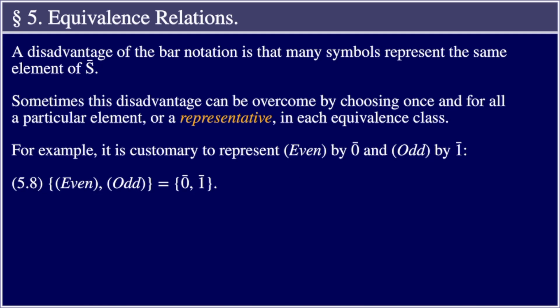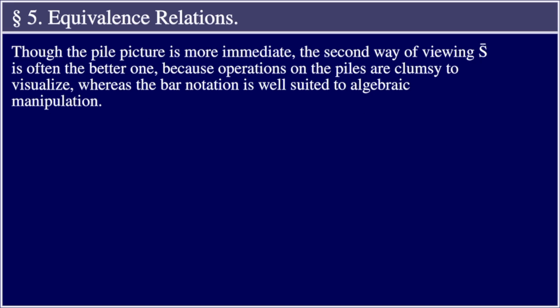A disadvantage of the bar notation is that many symbols represent the same element of S bar. Sometimes this disadvantage can be overcome by choosing once and for all a particular element, or a representative, in each equivalence class. For example, it is customary to represent even by 0 bar and odd by 1 bar. 5.8. The partition even, odd is equal to the partition 0 bar, 1 bar. Though the pile picture is more immediate, the second way of viewing S bar is often the better one because operations on the piles are clumsy to visualize, whereas the bar notation is well suited to algebraic manipulation.